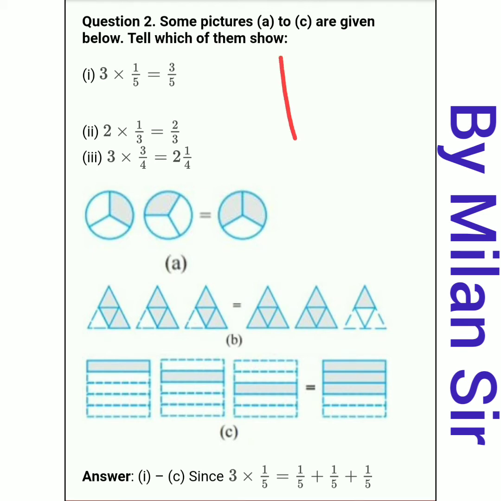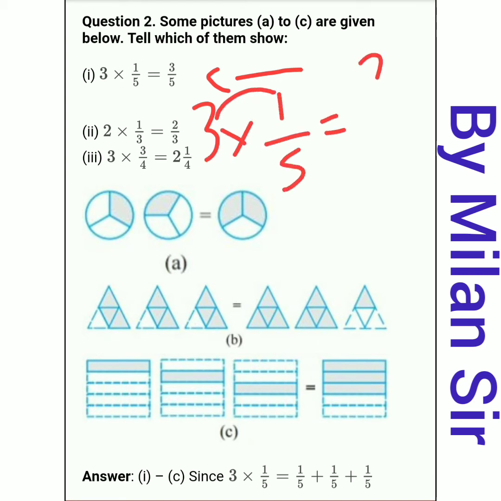Now question number 2. First of all, read this question. Some pictures A to C are given below. Tell which of them show. That means again we need to match the Roman numerals 1, 2, 3 with A, B and C. The first question is 3 multiply 1 by 5 equals 3 by 5. Numerator times numerator: 3 ones are 3, nothing is present in the denominator, 1 fives are 5. So 3 multiply 1 by 5 is equal to 3 by 5.